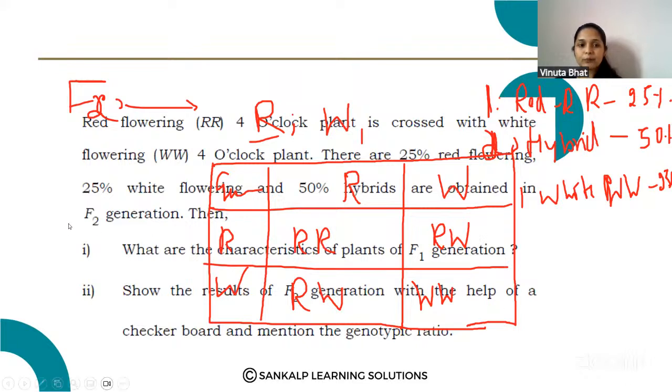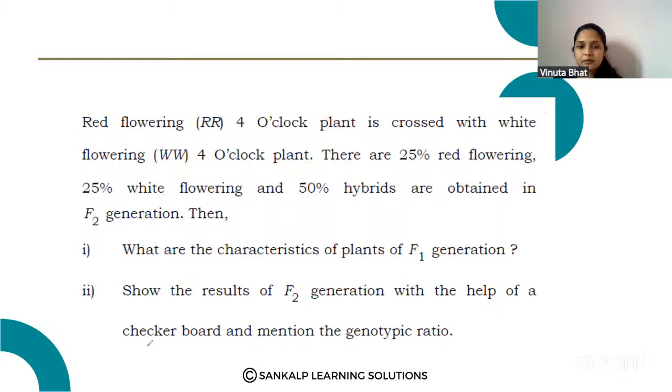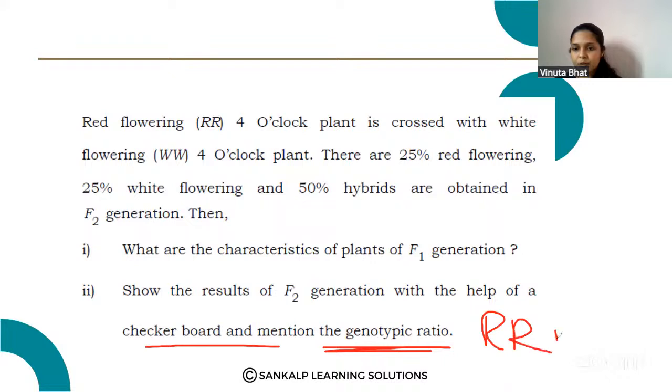Okay, so we can mention the genotypic ratio here. Checkerboard, and genotypic ratio is RR, RW and WW. So here RR genotype plant only one, RW two plants and WW one plant. That is 1:2:1. Okay.